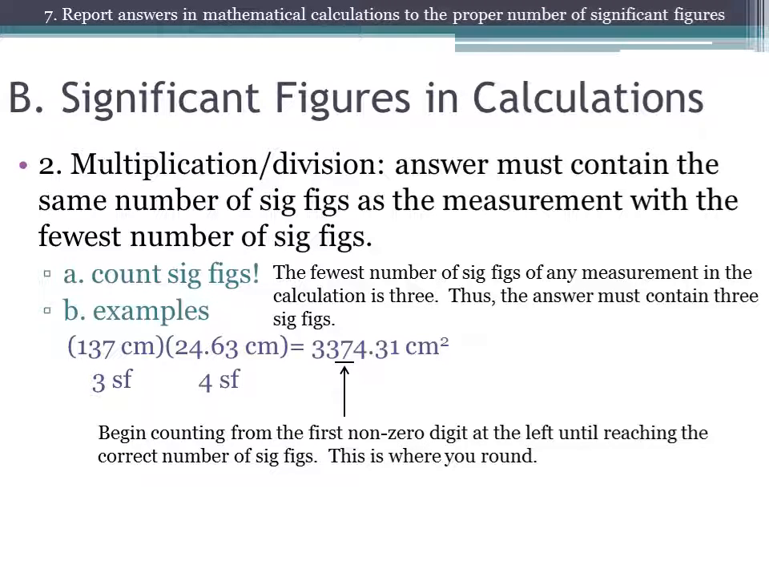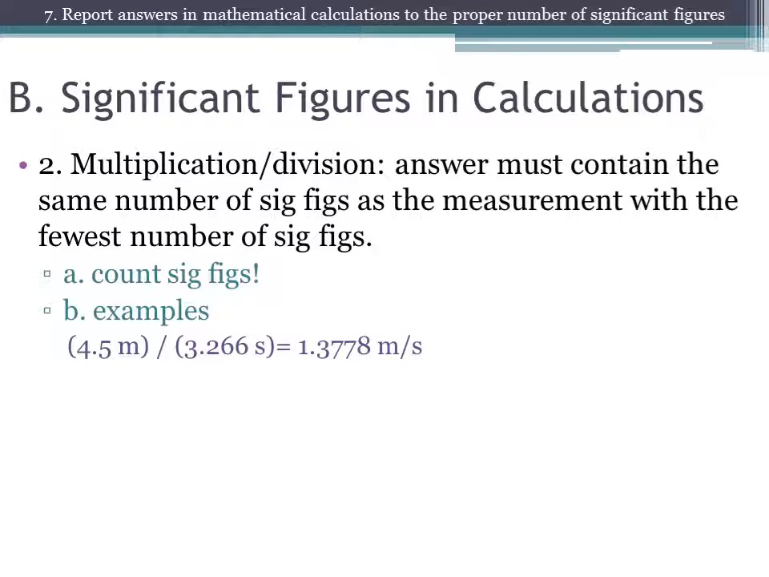Here's what we do. We're going to begin counting from the first non-zero digit at the left. So I start counting from the left. 1, 2, 3. My third sig fig in this case is going to be in the tens place. That is where we round. So we look to the next digit. It's less than 5. So we round down. So our answer is 3,370 centimeters squared. Again, notice just like in the last example of addition and subtraction, we still need a zero in the ones place as a placeholder. We can't just drop that place because that would change the value of the answer.